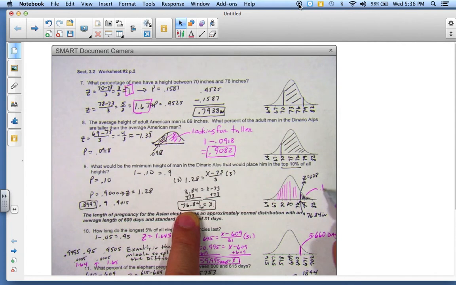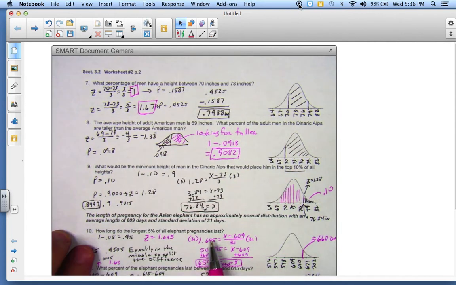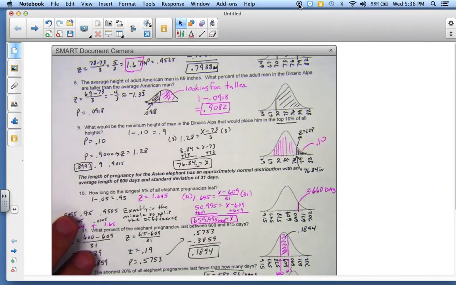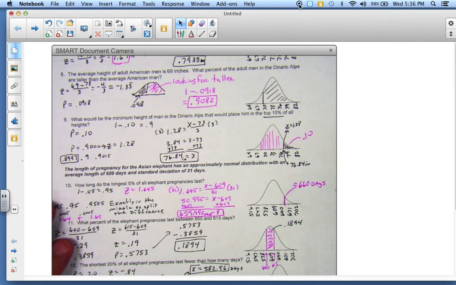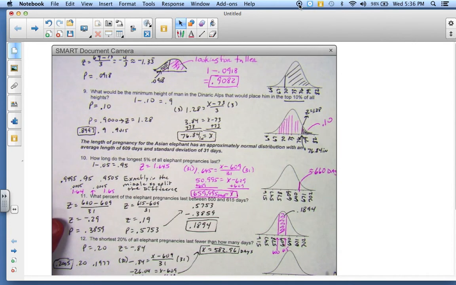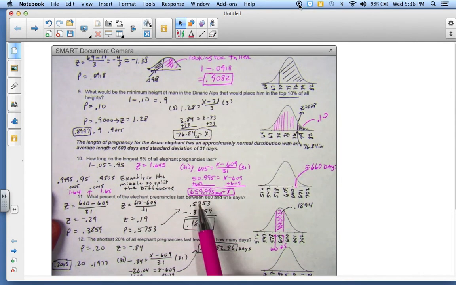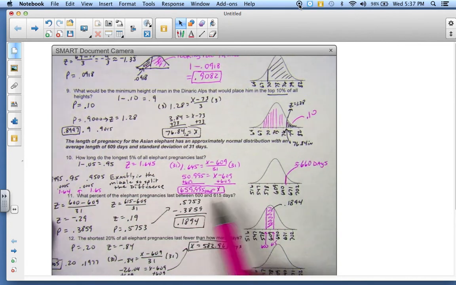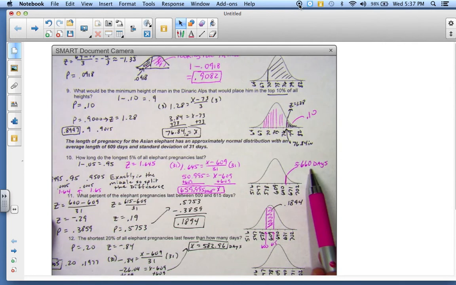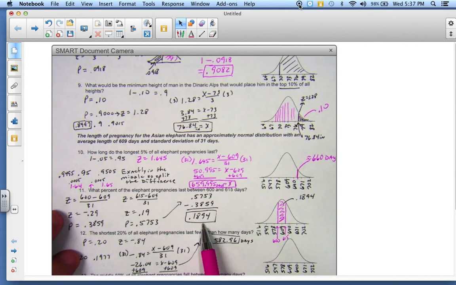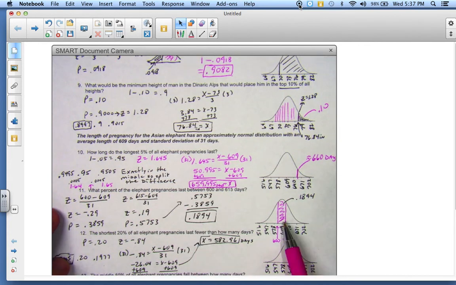Okay? Now, the last thing is about Asian elephant pregnancy. Again, fill out your graph, and here are the answers. I'm just going to show you the answers. The answer to number 9 is 659.995 days, which rounds up to approximately 660 days. Number 11, you're looking in between, so you take the largest area minus the smallest area, and you get an area of 0.1894. Make sure you label it accordingly.